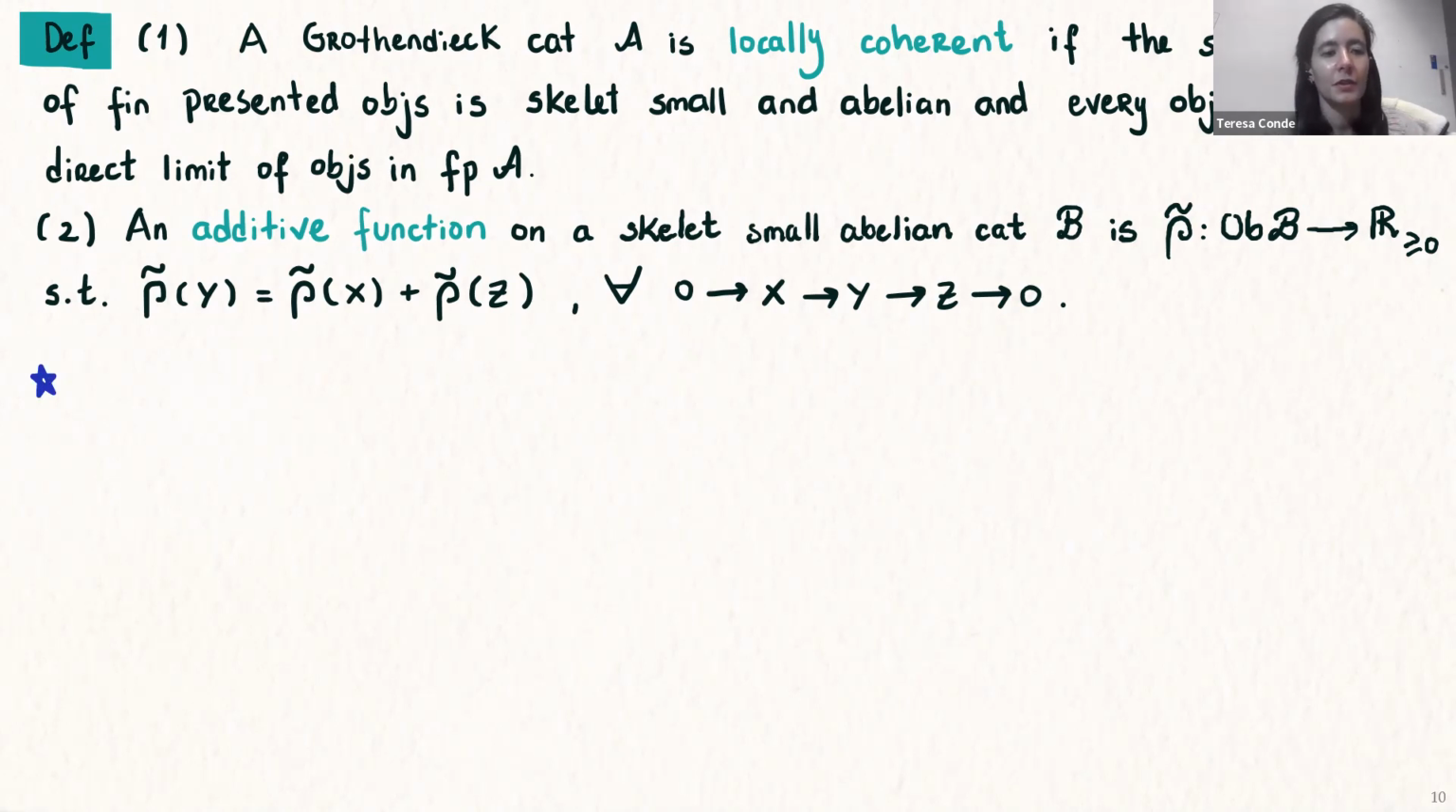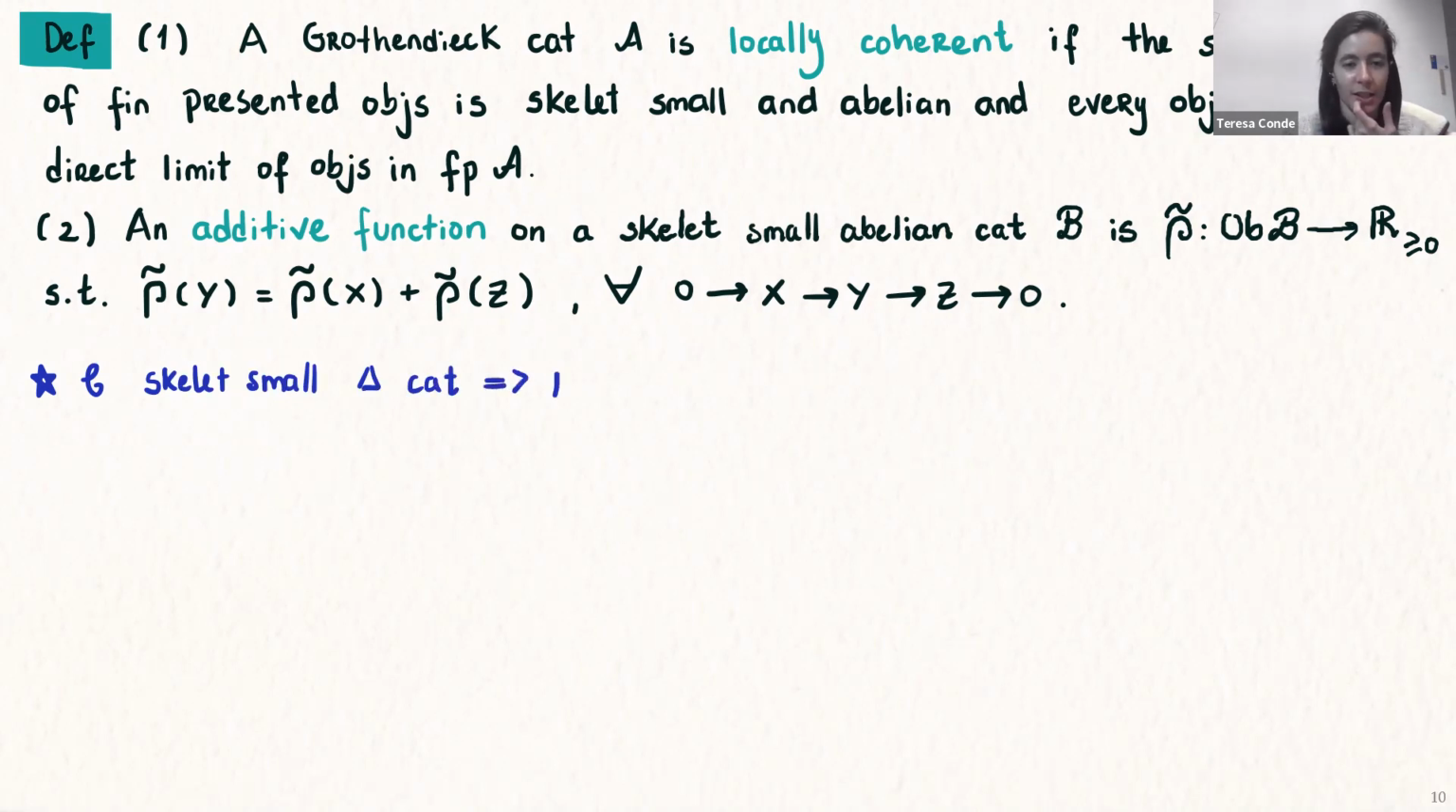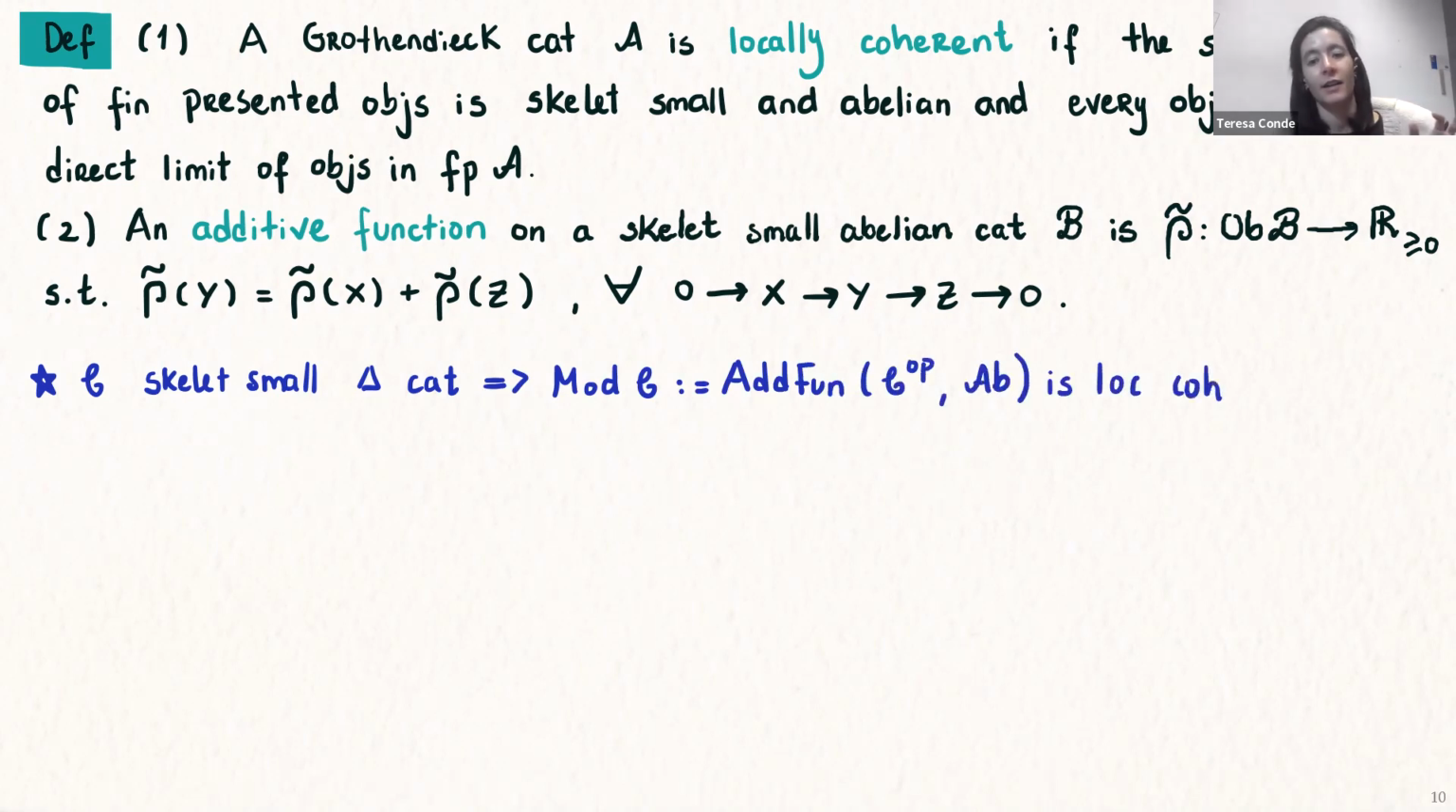Okay, now if you would try to follow Crawley-Boevey's strategy and mimic this to study rank functions, maybe a first step would be to associate a locally coherent category to a triangulated category. But that's not very difficult, because if C is any skeletally small triangulated category, then the category mod C, i.e. the category of all contravariant additive functors from C to the category of abelian groups, is a locally coherent category.